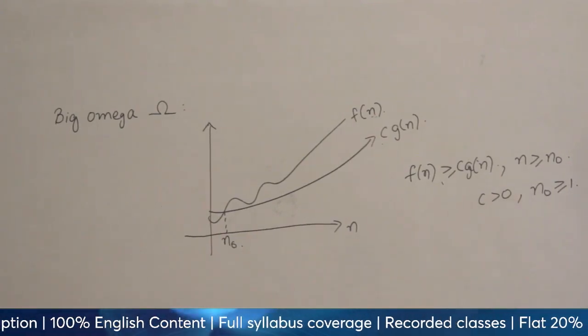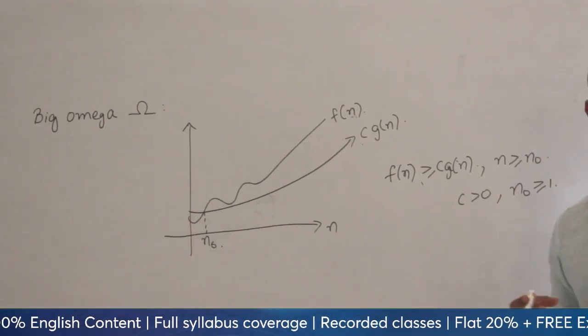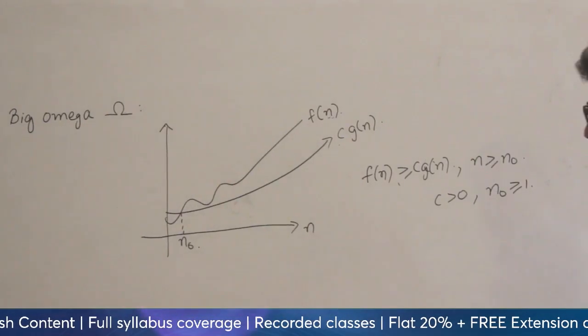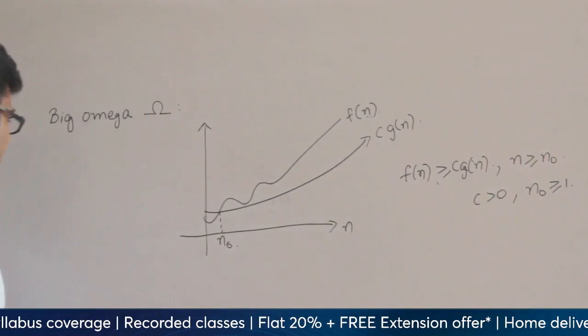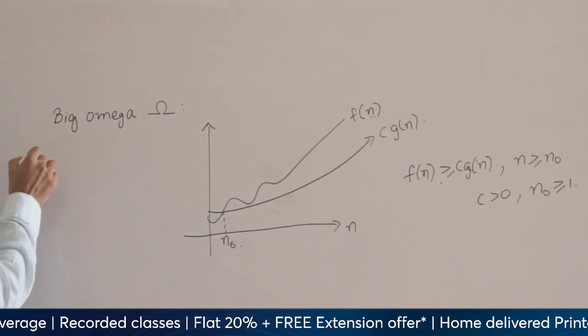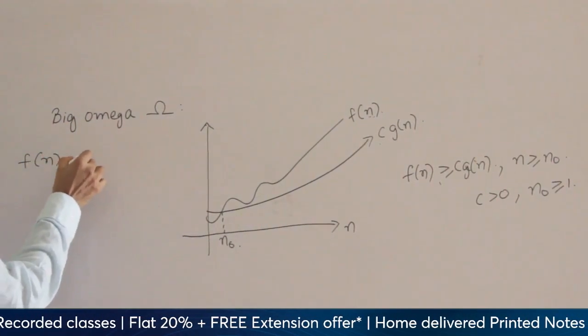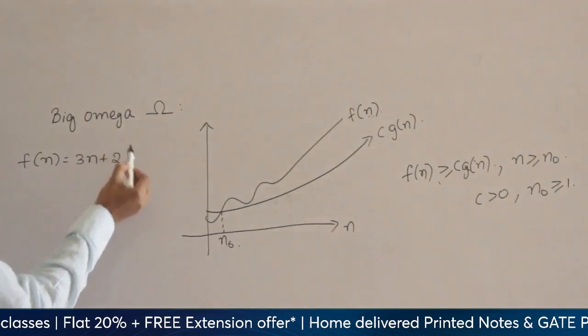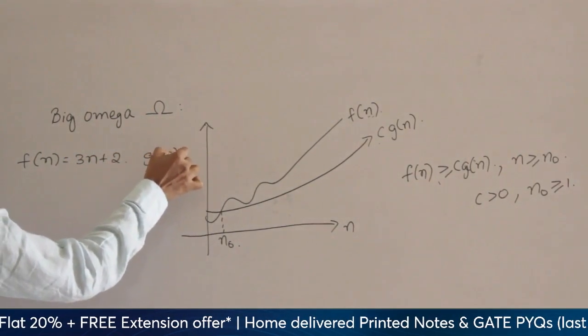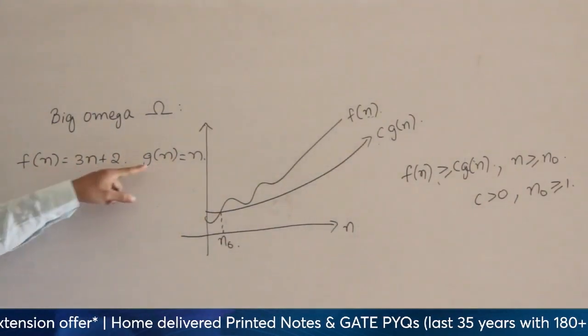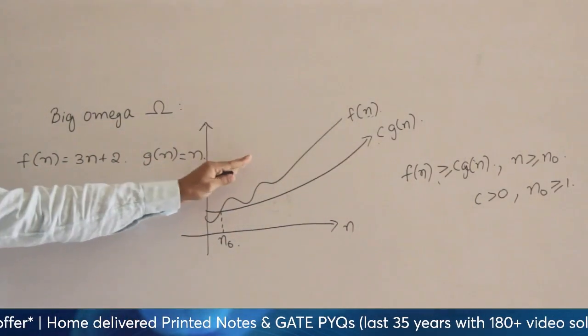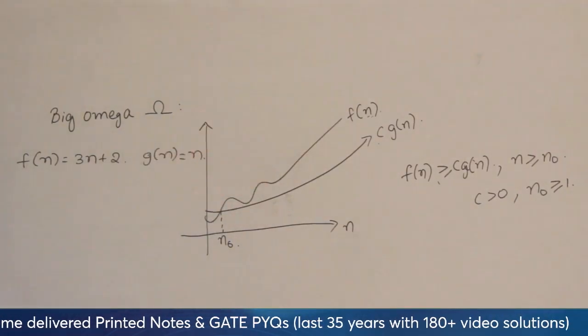Why n naught is always greater than or equal to 1: the input has to be at least 1. Okay. Now let's take an example and I'll explain how it is going to work. Let us say f of n equals 3n plus 2 and g of n equals n. Can this f of n be bounded by g of n, which means can f of n have g of n as a lower bound?